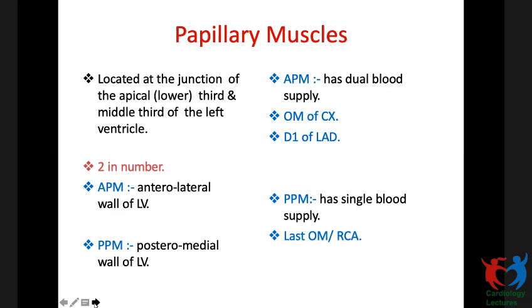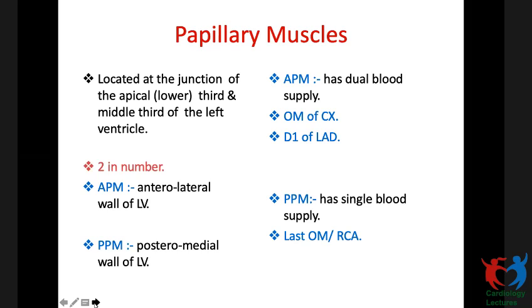There are two papillary muscles, the anterior papillary muscle and the posterior papillary muscle. The anterior papillary muscle primarily connects to the anterolateral wall of the left ventricle, whereas the posterior papillary muscle connects to the posteromedial wall of the left ventricle.